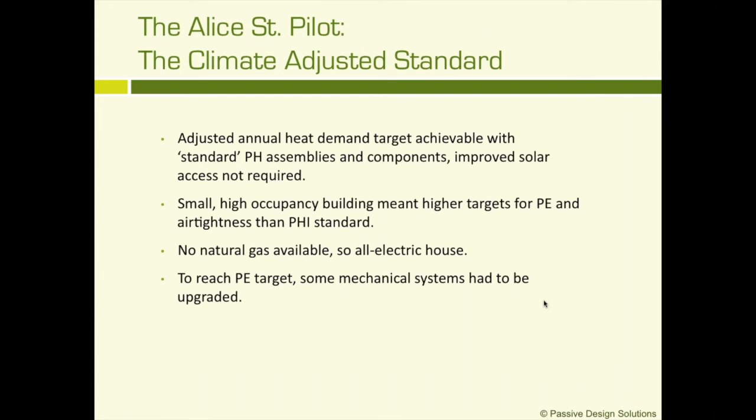So then when we worked as a pilot to the climate adjusted standard, the improved solar was not required. The small high occupancy of the building meant we were in better shape for the primary energy targets and the air tightness, because the building was quite a compact shape, so we didn't have a huge surface area of building envelope. There's no natural gas available at the site, so this is an all-electric site, again pushing the primary energy target. So we needed to upgrade some mechanical systems in order to achieve even the climate adjusted standard.